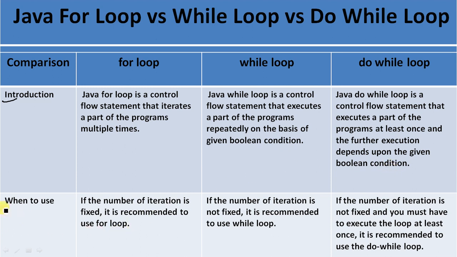Number two is when to use. If the number of iterations is fixed, it is recommended to use for loop. If the number of iterations is not fixed, it is recommended to use while loop. If the number of iterations is not fixed and you must execute the loop at least once, it is recommended to use the do while loop.